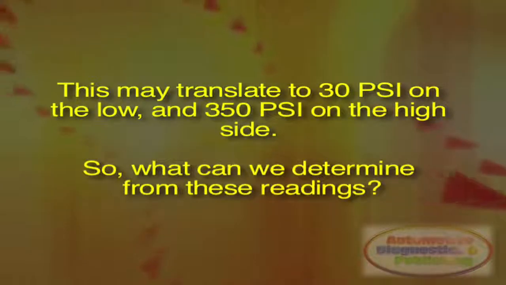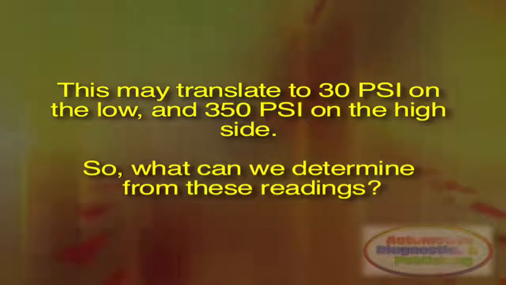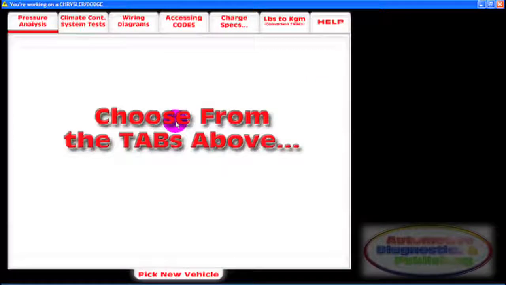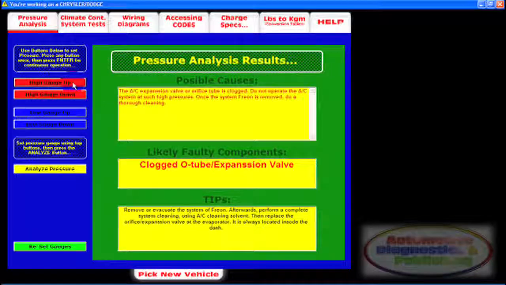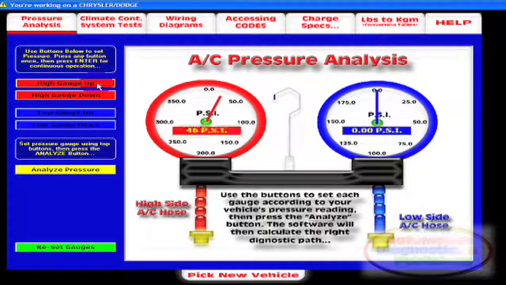Case 2. Very high pressure on the high side, or higher than normal, and low baseline pressure on the low side. This may translate to 30 psi on the low, and 350 psi on the high side. So, what can we determine from these readings? Going back to our climate control troubleshooter, we first reset the gauges, and now set our gauges accordingly, with the high side at 350 psi and the low side at 30 psi.